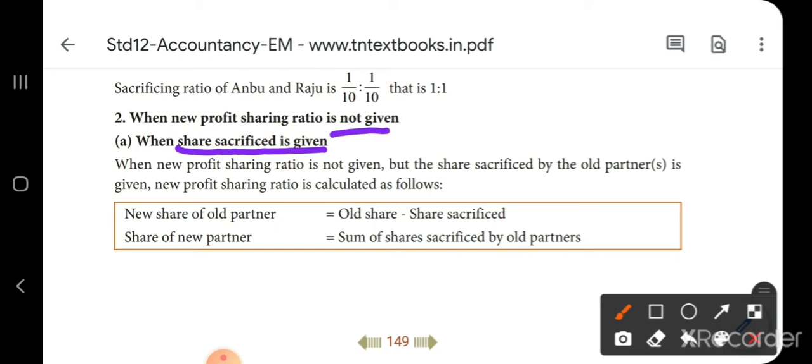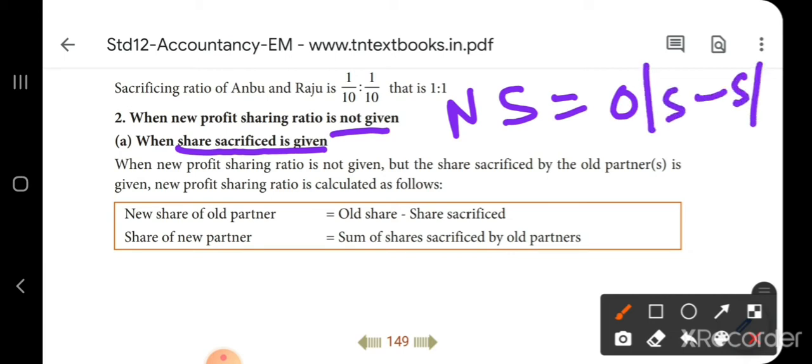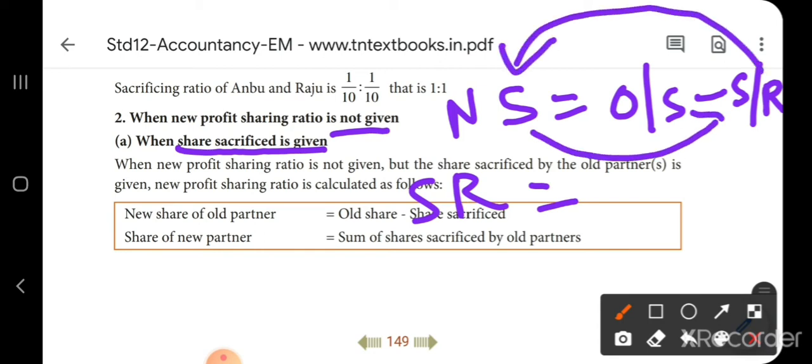Okay, so I told you what is the formula for new profit sharing ratio. New share is equal to old share minus sacrificed share. Okay, that is, sacrificing ratio is equal to, this will come this side, old share minus new share. Hope this is clear. New share is equal to old share minus sacrificing ratio. Okay. Therefore, sacrificing ratio is equal to old share minus new share.